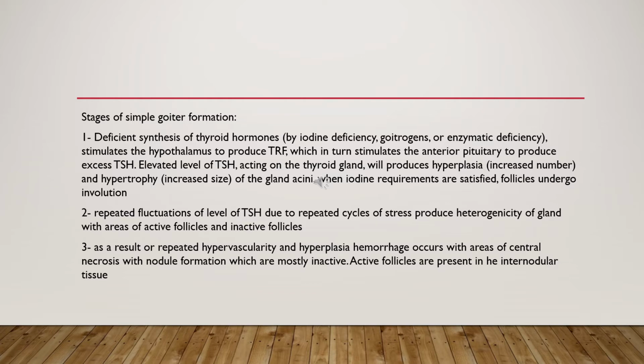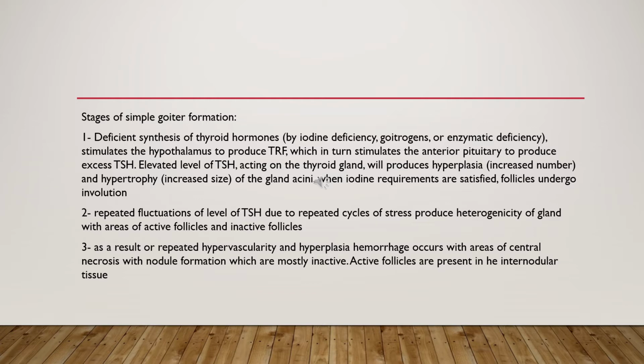How does simple goiter develop? At first, there is deficient synthesis of thyroid hormones by iodine deficiency, goitrogenous agents, or enzymatic deficiency. It stimulates the hypothalamus to produce thyrotropin-releasing factor, which in turn stimulates the anterior pituitary to produce excess thyroid-stimulating hormone. Elevated levels of TSH acting on the thyroid gland will produce hyperplasia, increase the number of cells, and hypertrophy, increase the size of the gland acini. When iodine requirements are satisfied, follicles undergo involution.